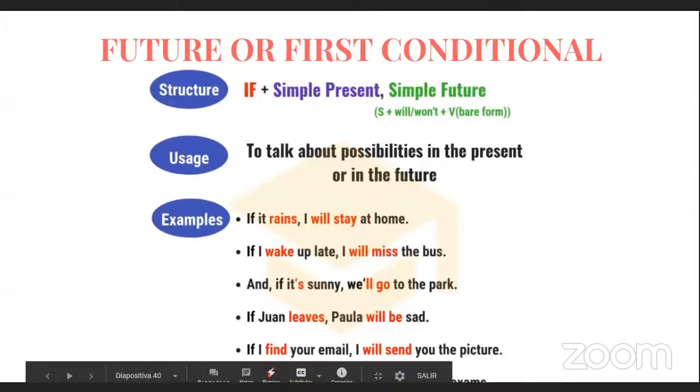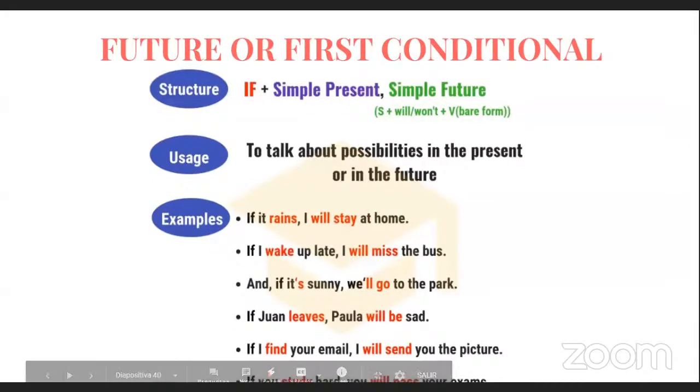All right. Any doubts or questions, comments about the first conditional grammar tense? Maybe about the structure? Do you have any doubts, any questions? All right, then let's move on to the practice, please.